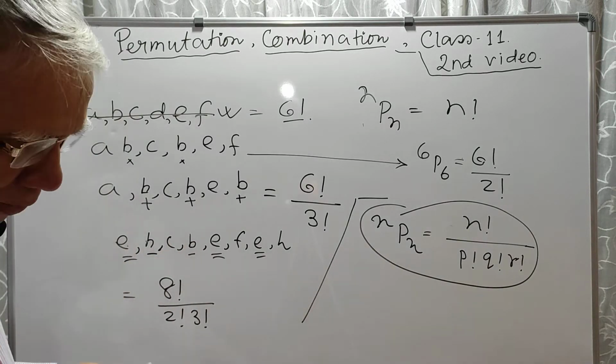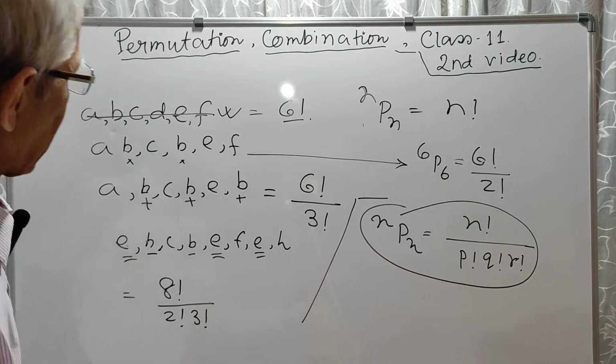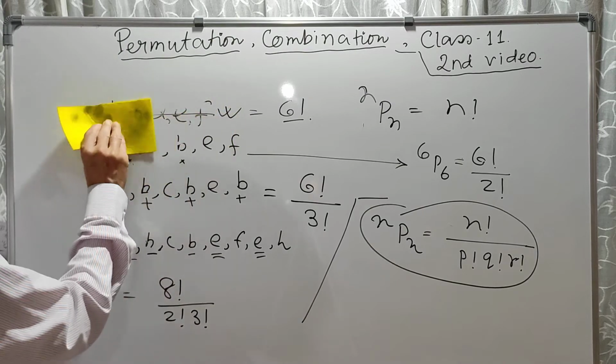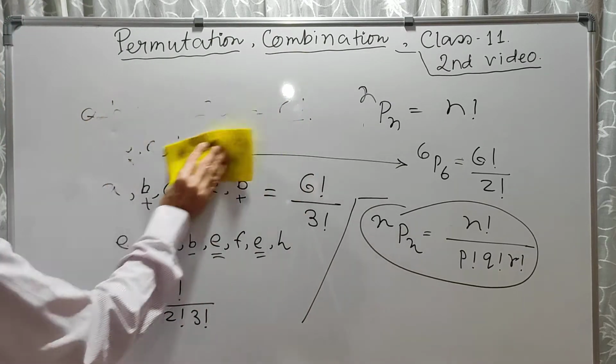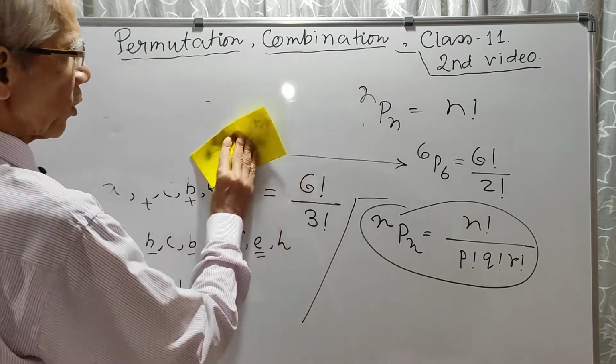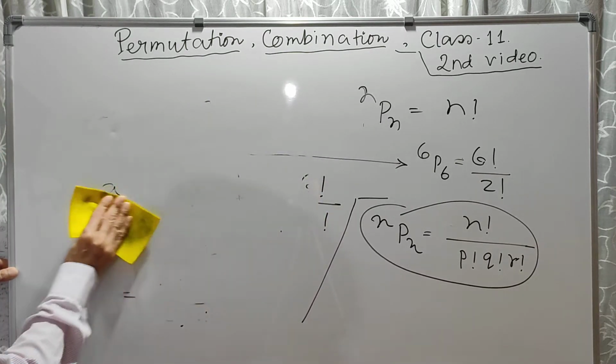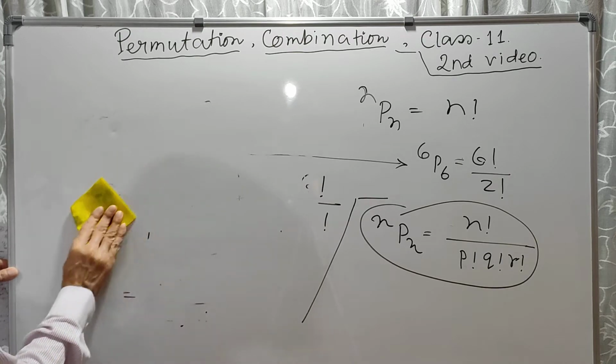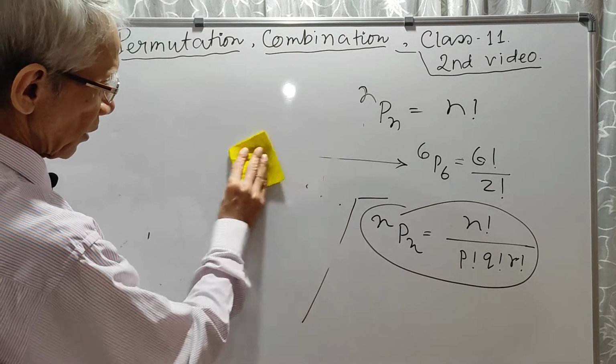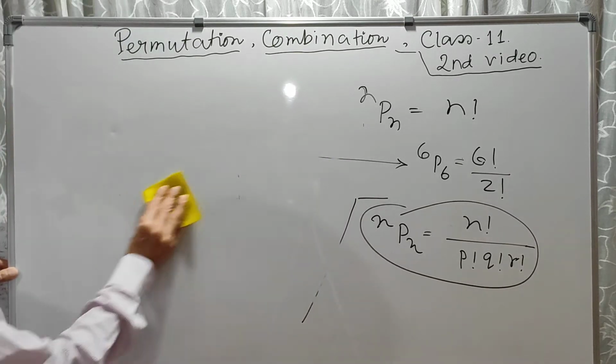Now let us take a concrete example. Suppose the word science. Now consider the word science. So in science there is repetition of one letter, isn't it? Okay, so let us write the word science.